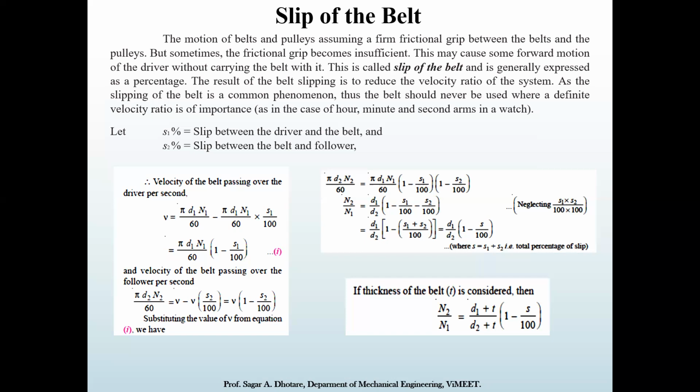In a driven pulley, a similar equation applies: pi D2 N2 divided by 60. So it is nothing but V2 into 1 minus S2 divided by 100, or you can say similar velocity as used in V1 and V2, or if the diameters are the same, then V into S2. Okay, so rather than doing this, you can directly go with the thickness equation: N2 divided by N1 is equal to D1 plus t divided by D2 plus t into bracket 1 minus S by 100.